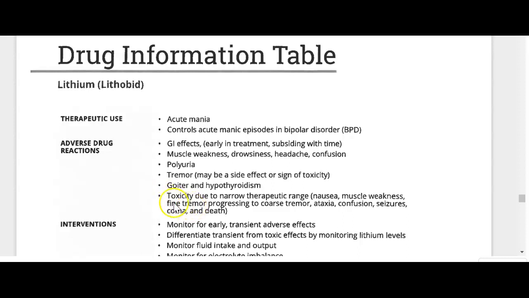The toxicity, this is also the safety alert, is due to the narrow therapeutic range, GI symptoms, muscle weakness, the tremor, and the tremor can progress to seizures. And I'm sure you've noticed by now, but that's a major concern in all of these medications that cross the blood-brain barrier and have their effects on the brain. And if we can't control the seizures, then that can lead to death.